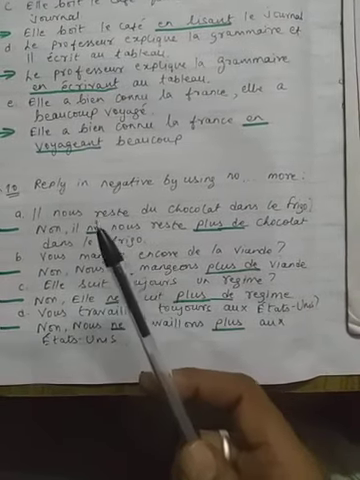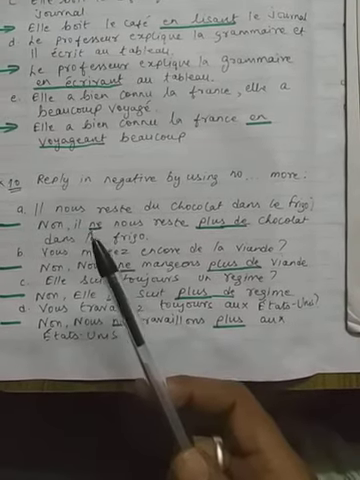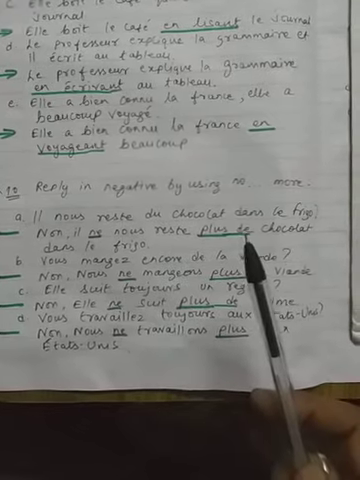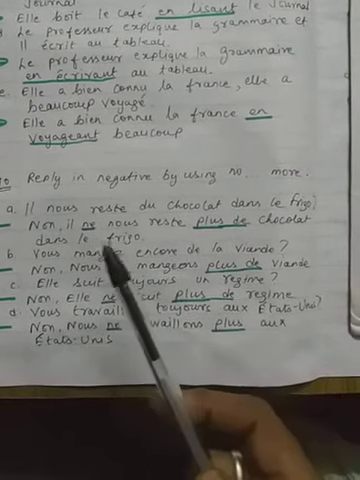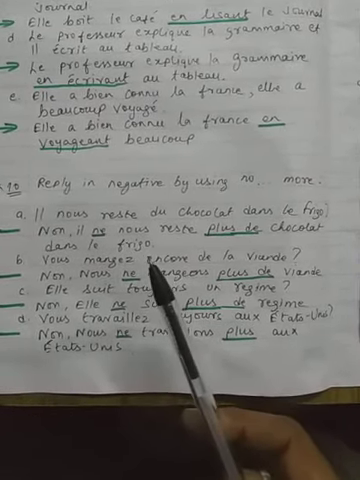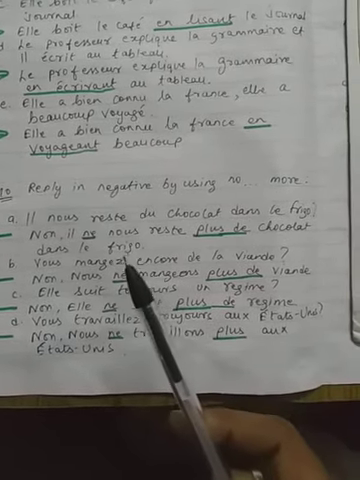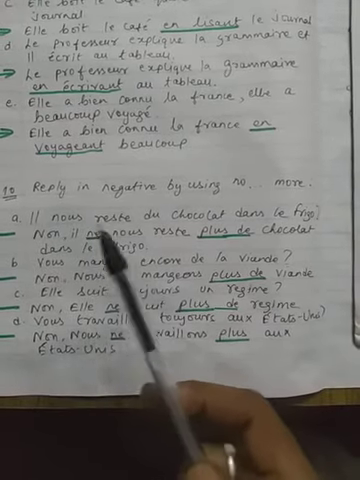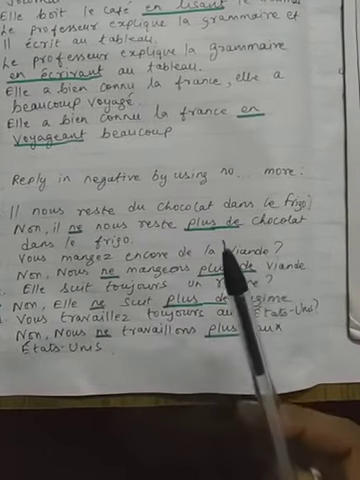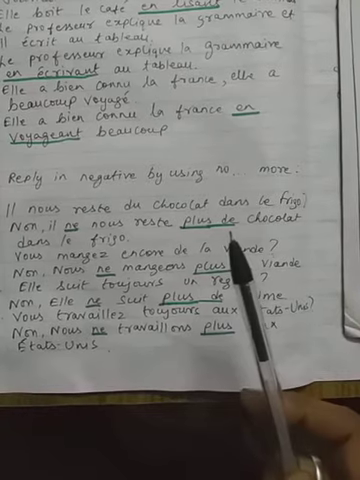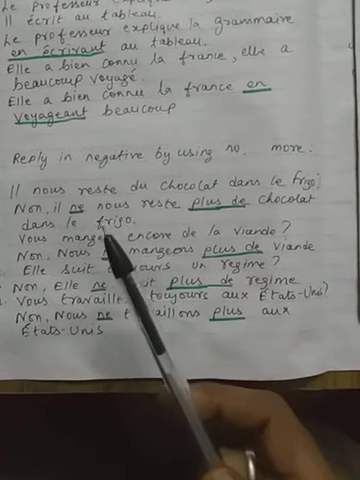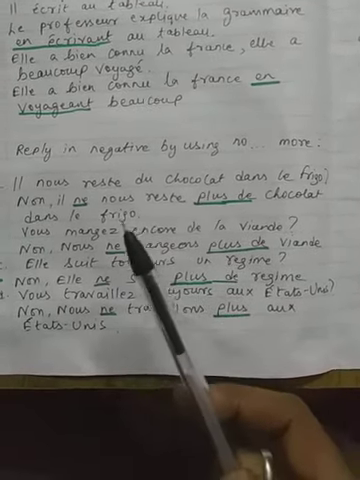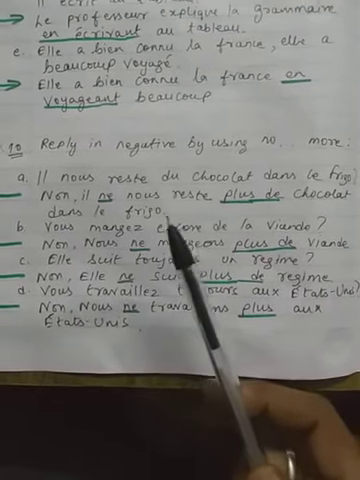You just have to put the negative element ne before the verb, after the verb plus. Then change the article to the negative form de. Chocolat dans le frigo. Continue the sentence, the remaining sentence. You have to just add the negative elements in the answer, before the verb, after the verb plus, and change the article. That's all you have to do. There is no more chocolate remaining for us in the fridge. That's all. First question.